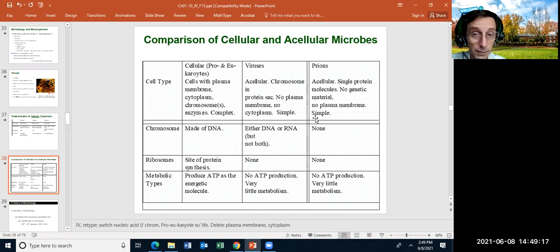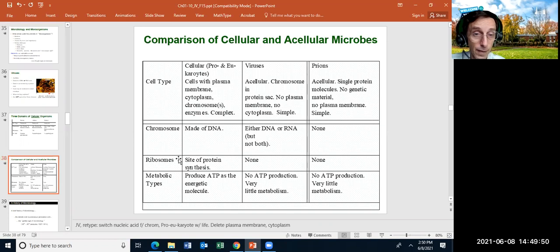Prions are even simpler. They are acellular. They are a single protein molecule. There is no genetic material, no plasma membrane, so they're really simple. We'll talk about prions when we're talking about viruses, so that'll be later in the term. Any question about that so far?